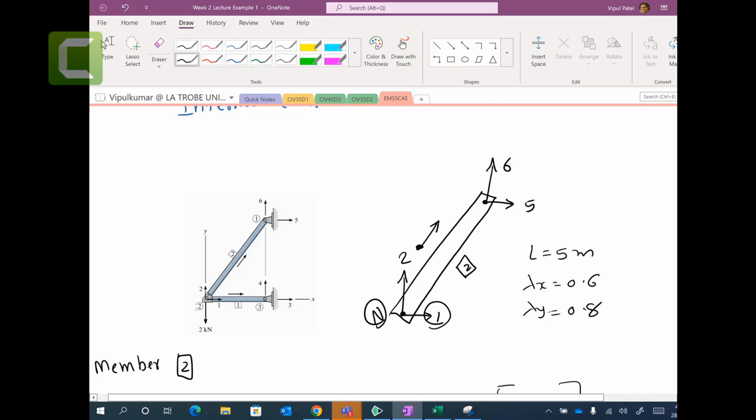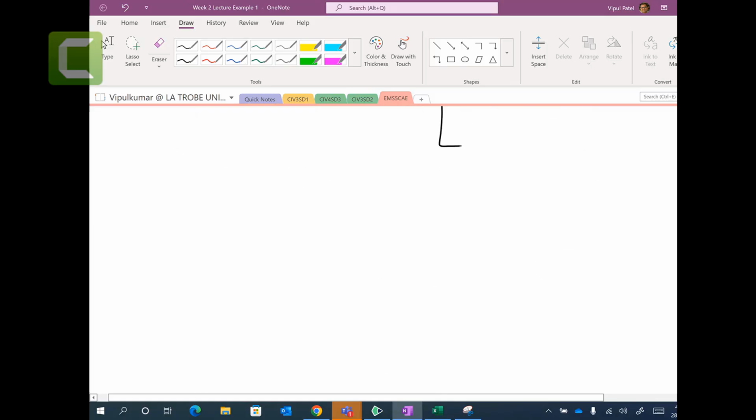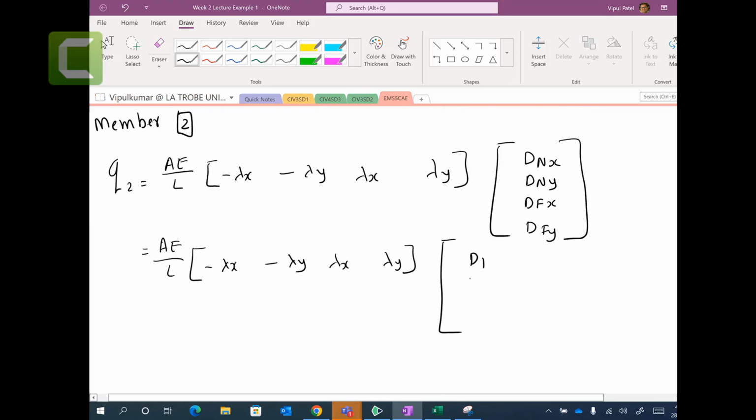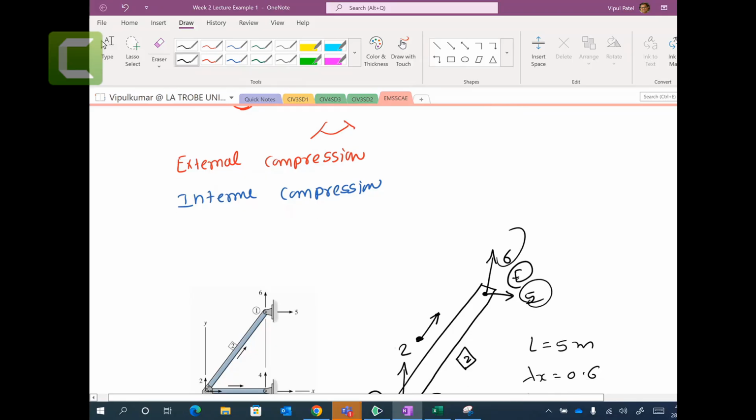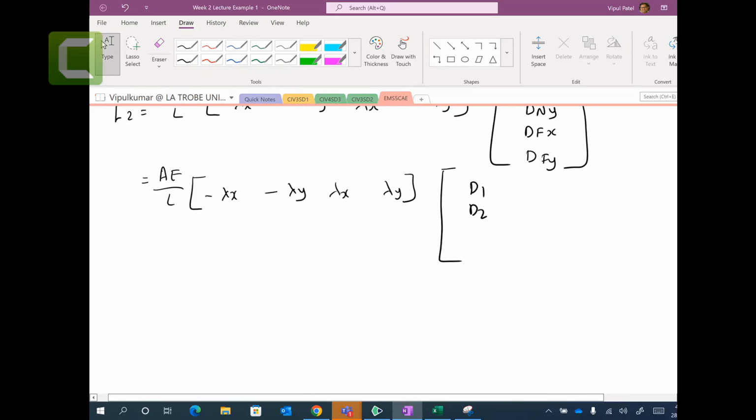This is your near node. The dash tail is the near node. This head is the far node. So 1, 2 is the near node: D1, D2. The far node is 5 and 6. So D5 and D6 are the far node.